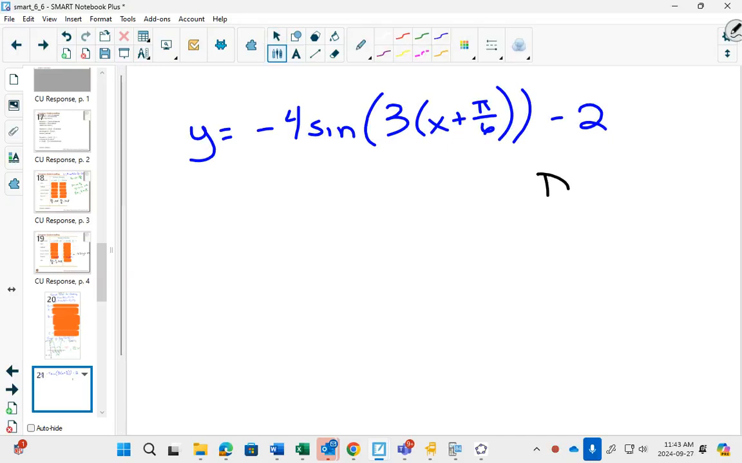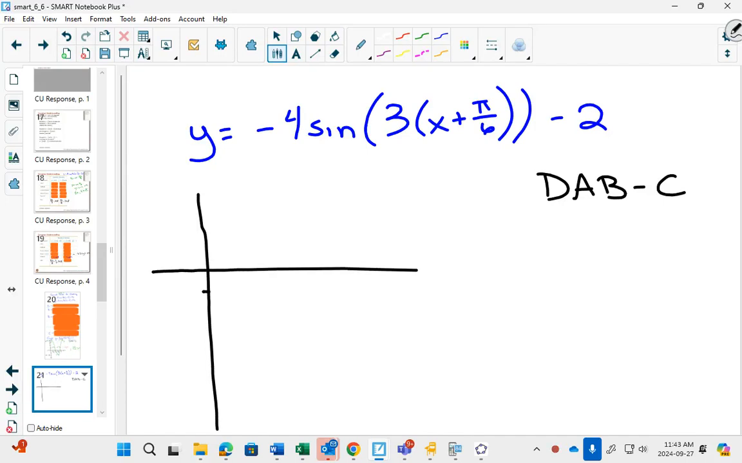We'll write DABC. I kind of think about the D and the A value right away when I'm going to start drawing my scale, because it depends where I'm going to draw my axes. Like for example, in this one, I'm kind of thinking about my maximums and minimums already when I draw my scale.